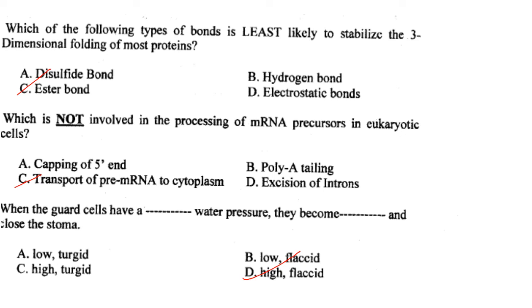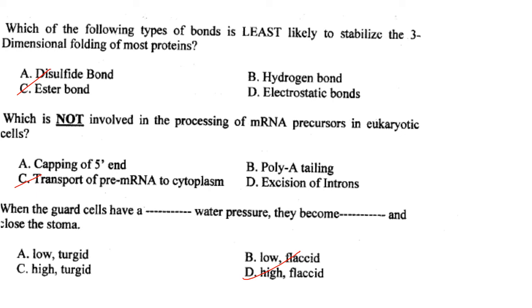So capping at the 5' end is there for processing mRNA. Then poly A tailing is also there. Then excision of introns is also there. They have asked for the one which is not involved in the processing of mRNA precursors. So transport of pre-mRNA to the cytosol does not take place. It's not involved in the processing of mRNA precursors.